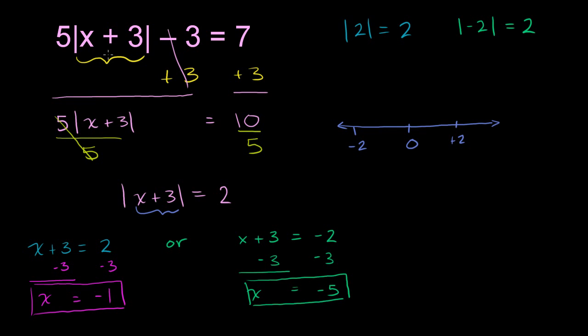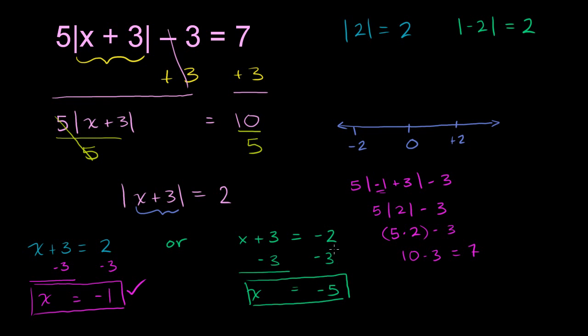And let's verify that they both work. If x is equal to negative 1, what does this equation become? We have 5 times the absolute value of negative 1 plus 3, minus 3. If this really is a solution, then this should be equal to 7. Negative 1 plus 3 is 2, so it's 5 times the absolute value of 2, minus 3. The absolute value of 2 is just 2, so this is 5 times 2 minus 3. 5 times 2 is 10, minus 3, which is indeed equal to 7. So this is definitely a solution.